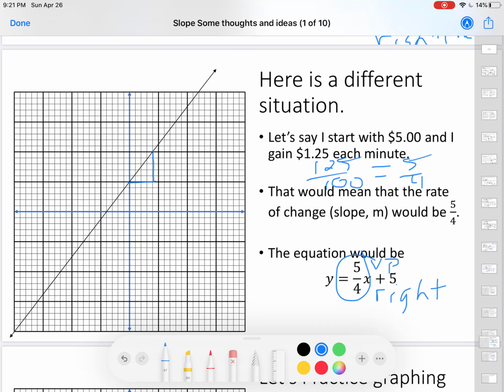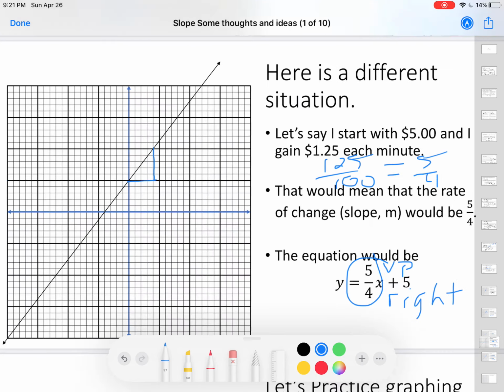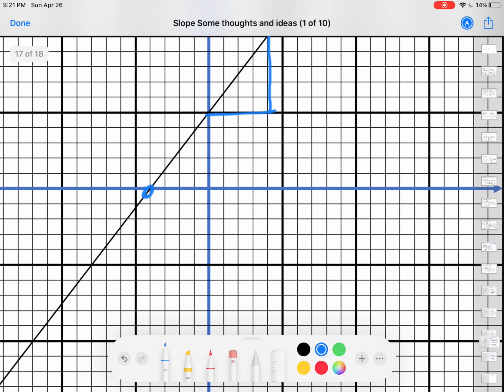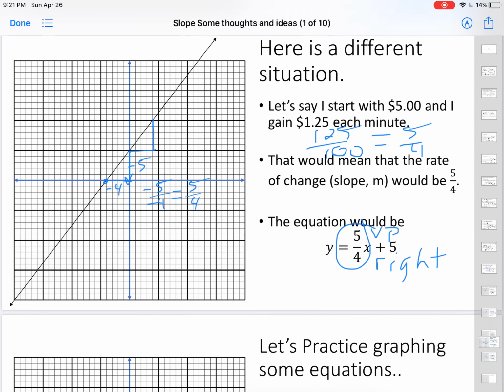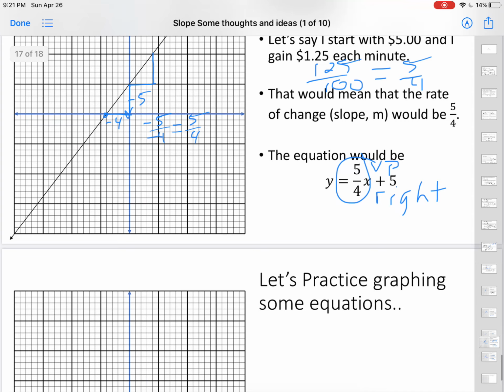One other thing before we move on. You say to me, yes, it does go up. But doesn't it also go down? Yeah, over here it goes down. Goes down 5. But to do that, it also goes left 4. And isn't negative 5 over negative 4 still equal to positive 5/4? That's why it still goes up in that direction. This is a positive slope.